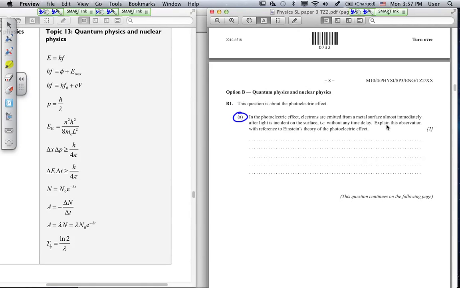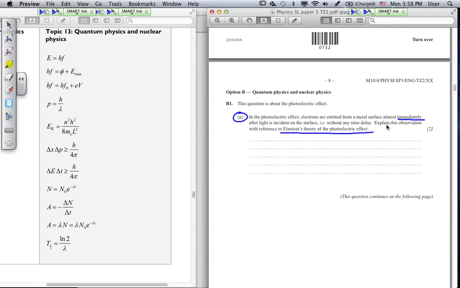Question A. In the photoelectric effect, electrons are emitted from a metal surface almost immediately after light is incident on the surface, i.e. without any time delay. Explain this observation with reference to Einstein's theory of the photoelectric effect. So you need to state what that is.